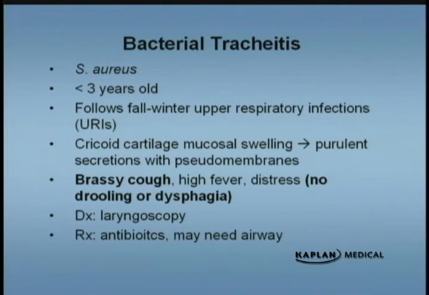Bacterial tracheitis, as we're working our way down the airway, is most commonly caused by Staph aureus. Usually you'll see this in a child that's less than 3 years of age. Again, it is a fall and winter type disease, usually after an upper respiratory infection. That's when the patient will start to develop persistent cough and will have swelling of the upper airway. Also, they can have purulent secretions, and they'll have what's described as a brassy cough, similar to croup. And they'll have high fevers.